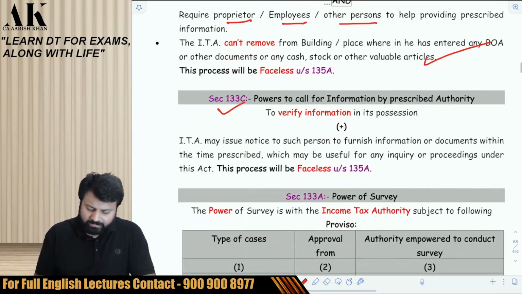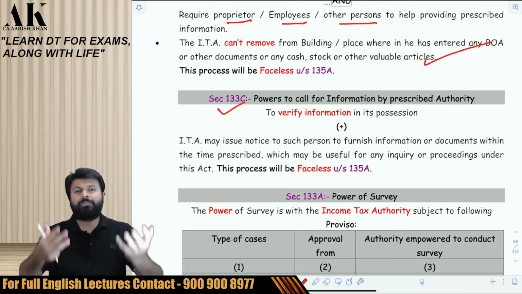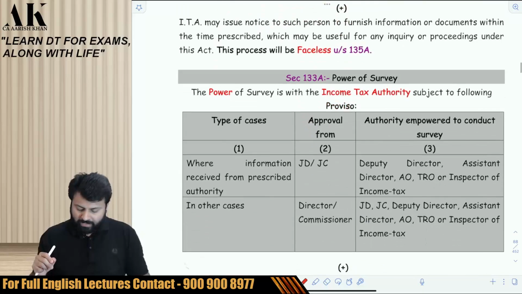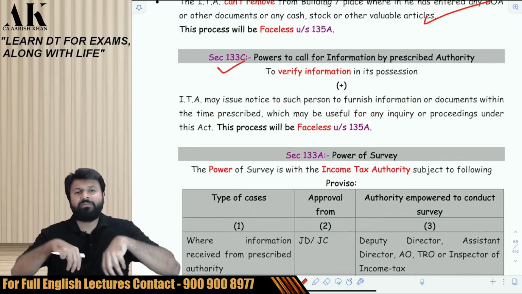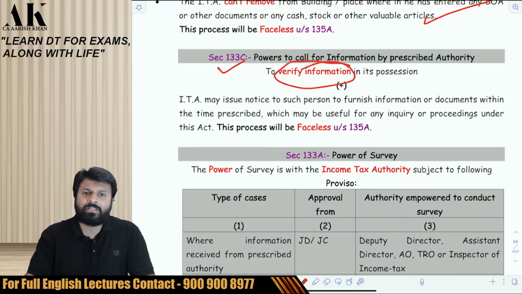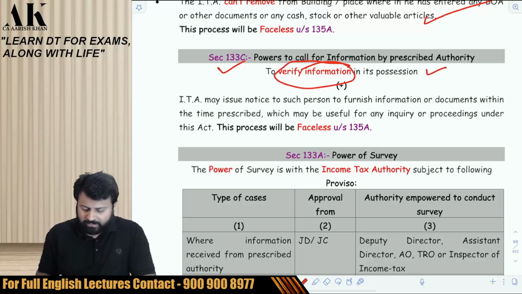Next, Section 133C calls about what? This talks about the department having certain information within themselves. They have certain information with them, and they just want to verify whether that information is correct or not. To do that, they might call for certain information by a prescribed authority.